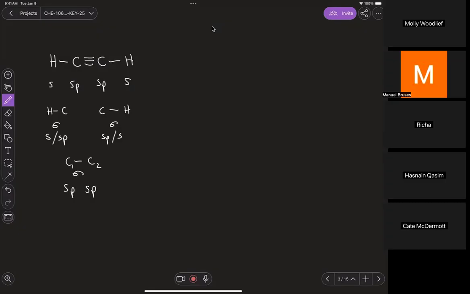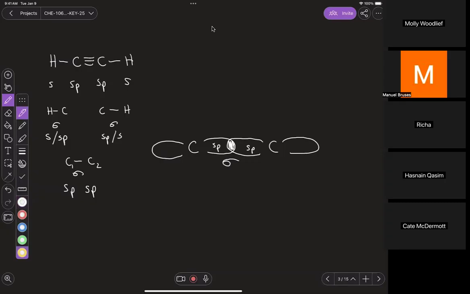And this is important that we're sp hybridized, because if I can draw this out here, here's my carbon, here's my carbon. Here's my sp orbital. There's my sigma bond right there. I'm going to have hydrogen come in. Here's the s orbital of hydrogen. And there's my carbon-hydrogen sigma bond.